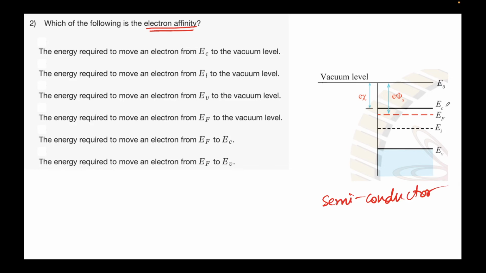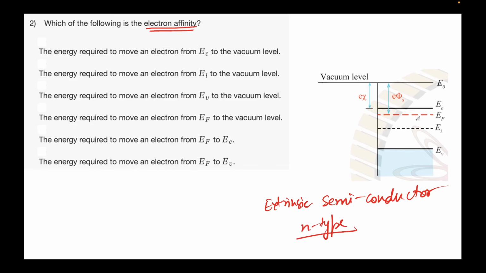Secondly, since EF is closer to EC, this we have seen for an extrinsic semiconductor, since EF is not at Ei. So this is an extrinsic semiconductor, first of all. Second of all, is it n type or p type? Since EF is closer to EC, we can say that this is an n type semiconductor.